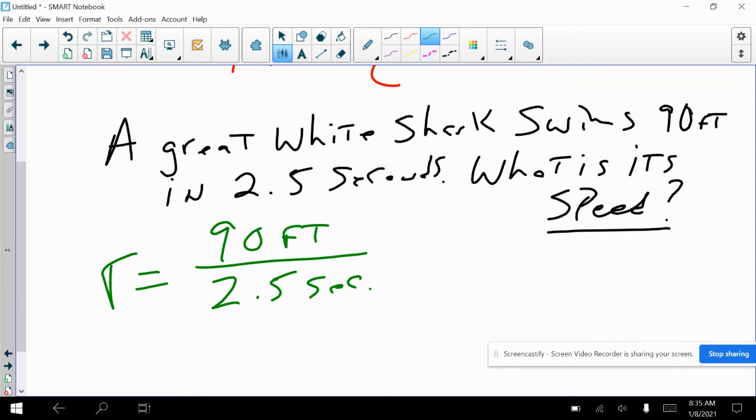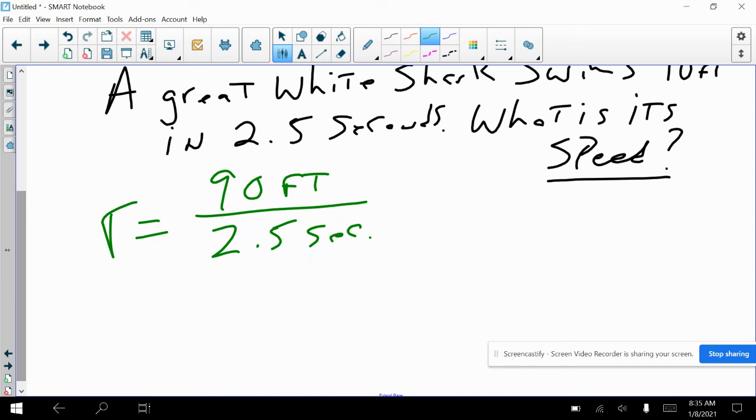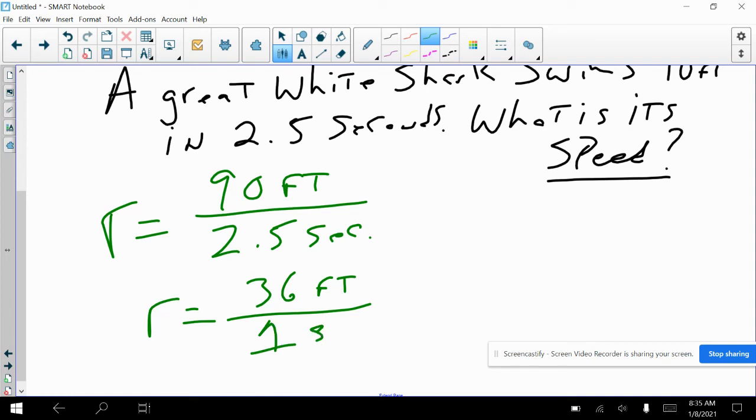So this is where you would do a little bit of side math. Now, your answer here has to have how many labels? What are you trying to find? Trying to find a rate, right? How many labels did you have to have for a rate in 5-2? You had to have 2, right? They're already there for you, feet and seconds. So when you divide this out for this great white shark, you get 36 feet per every 1 second.